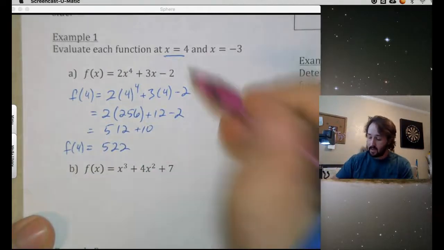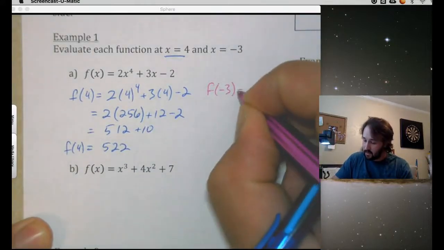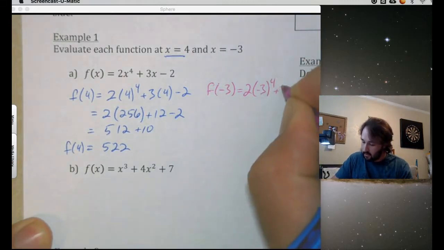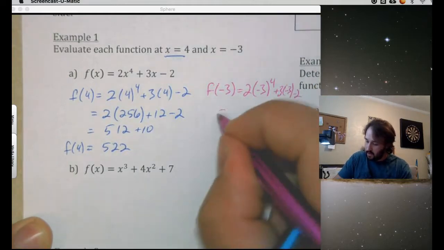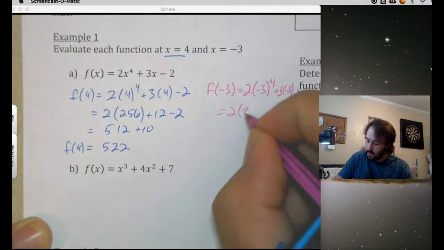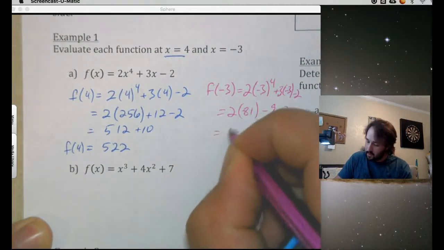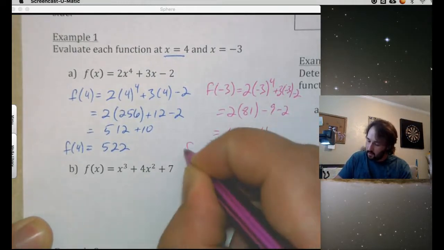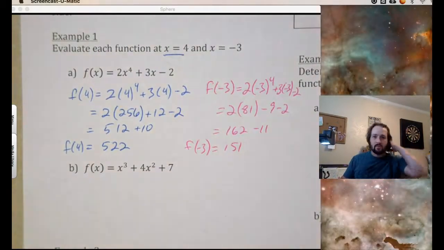This other part, when x is negative 3. Same idea, it's just now x is negative 3. So I'll do 2 times negative 3 to the 4th plus 3 times negative 3 minus 2. Now 2 times 3 to the 4th, that's 81, is 162. Minus 9 minus 2. So I have 162 minus 11, which would be 151. So f of negative 3 would be 151.